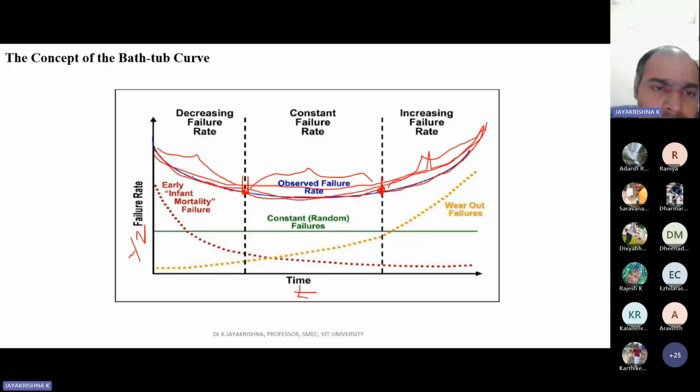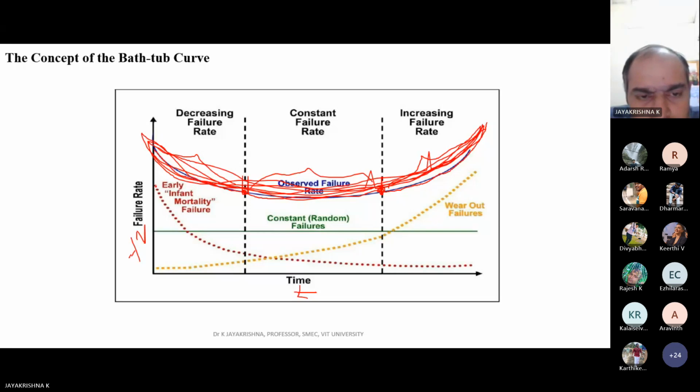What do you call this curve? The bathtub curve. This bathtub curve is the curve plotted between infant mortality failure, the wear out failures, and the constant random failures. If you plot a graph between these three lines, infant mortality failure, wear out failures, and constant or random failures, you end up making a curve, and that is what we call the bathtub curve. Okay, are you able to understand this concept of the bathtub curve?